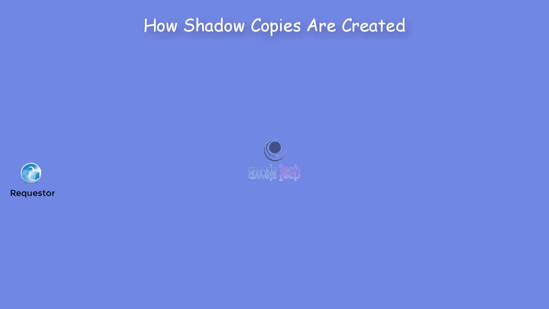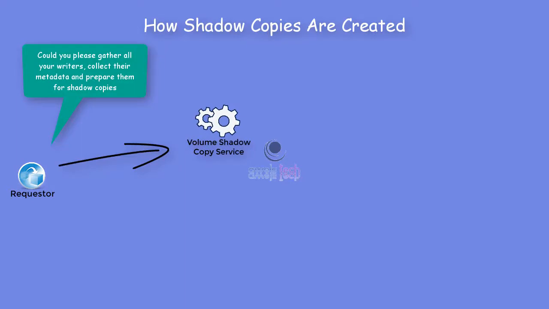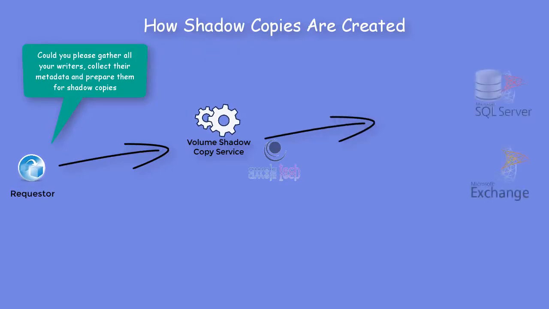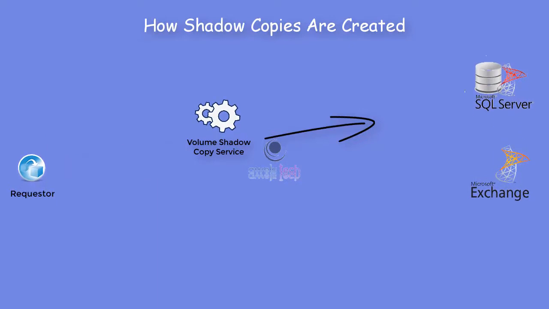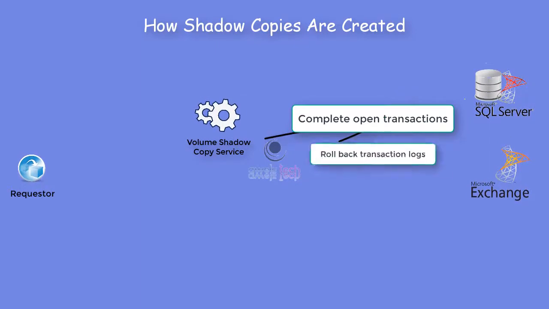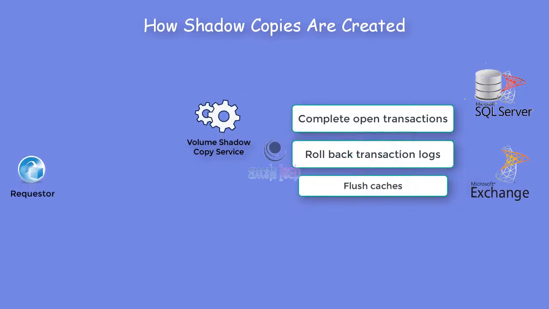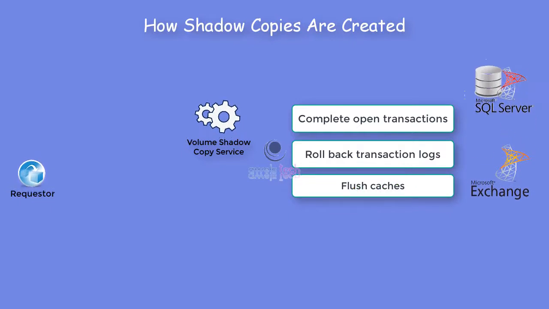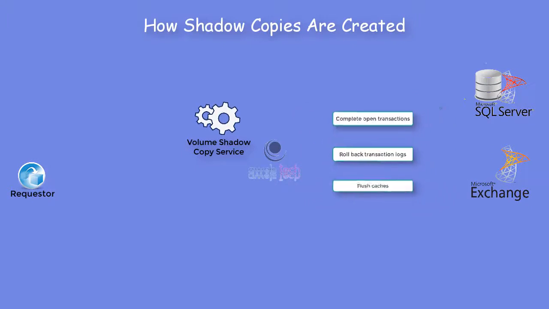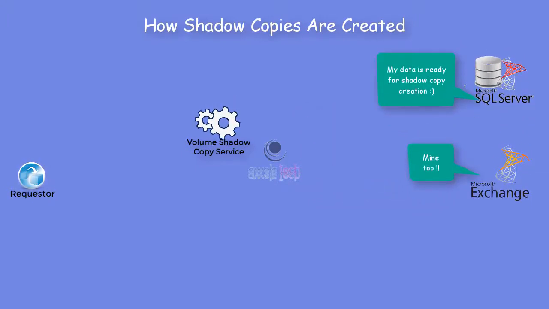Now, let's see how all these components come together and help in shadow copy creation. A requester, via your backup application, will request VSS for the backups. In the backend, they ask VSS to gather all the writers, collect their metadata, and prepare them for shadow copy. VSS will then pass information to the writers. In this case, let's say we have SQL and Exchange applications. The writers of these applications will complete all the open transactions, roll back any pending transactions, and flush the caches. Once that is done, they go back to VSS and tell it that the data is ready for shadow copy creation.